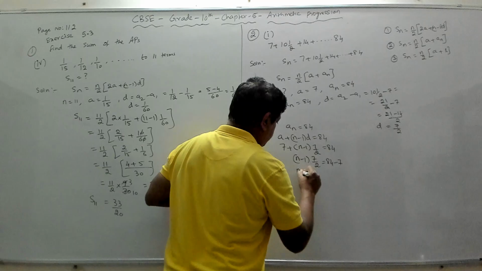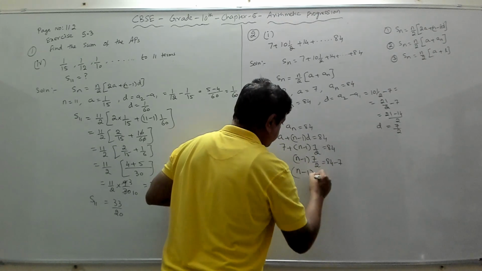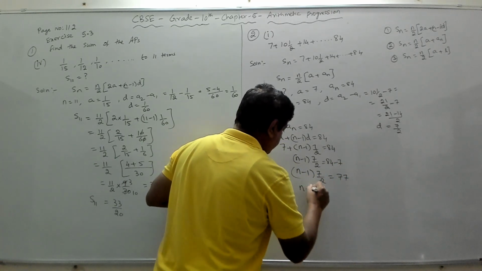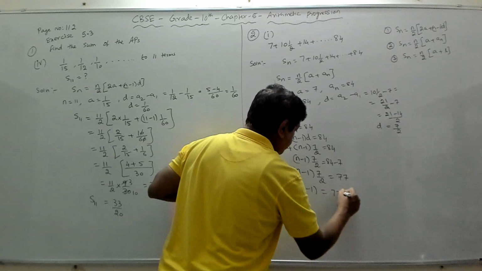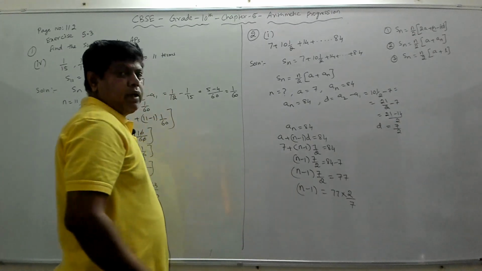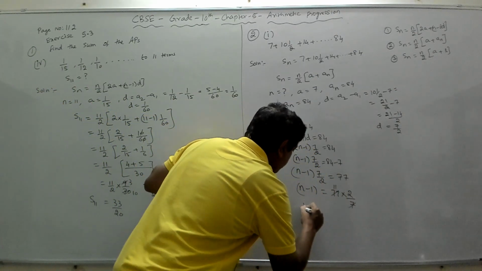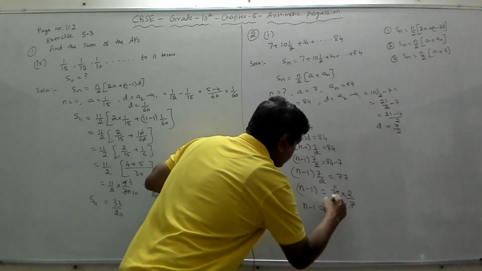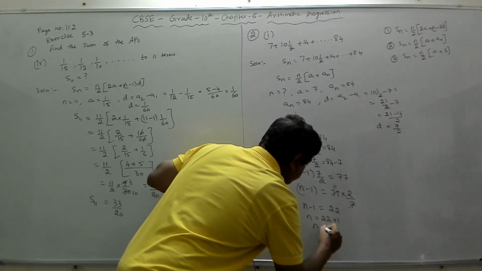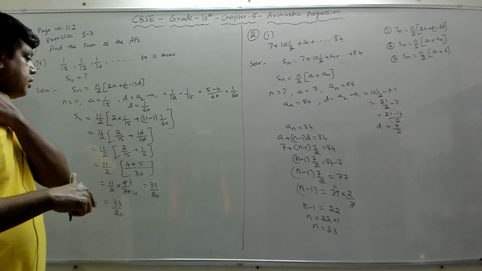So (n minus 1) into 7 by 2 is equal to 77. So you get n minus 1 is equal to 77 into 2 by 7, as the 7 by 2 goes to the other side. So we can cancel 7 and 77, 11 times. So n minus 1 equal to 22, 11 times 2 is 22. So n becomes 22 plus 1. n is 23. So there are 23 terms in this AP.